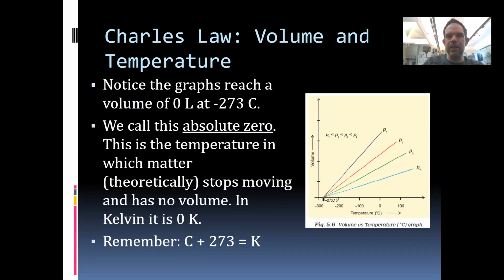And then this slide, the big thing you need on this slide is you need to know the equation for calculating Kelvin and Celsius, because this equation will only work in Kelvin. So C plus 273 equals Kelvin. Okay, so C plus 273. Go to the next slide here.